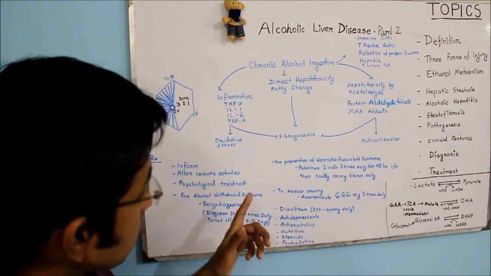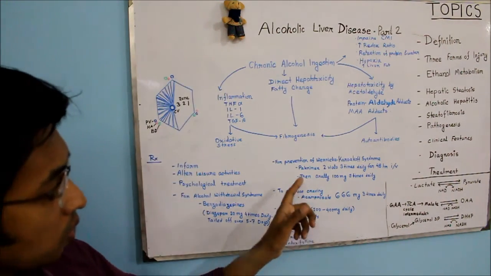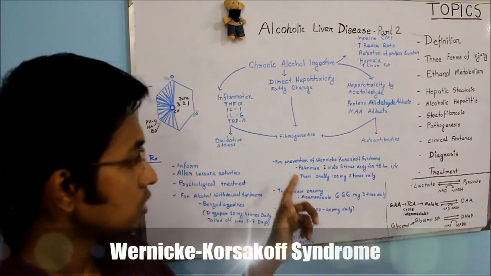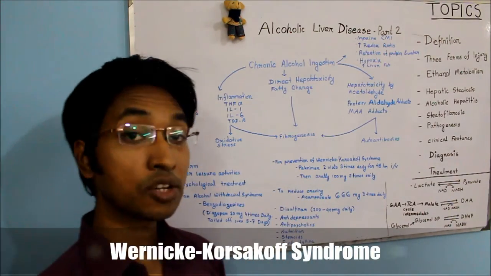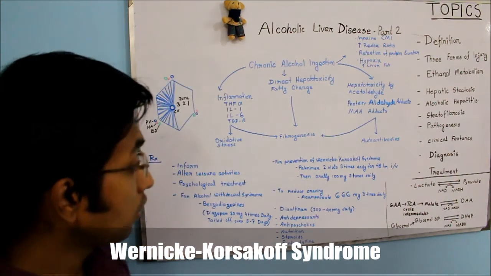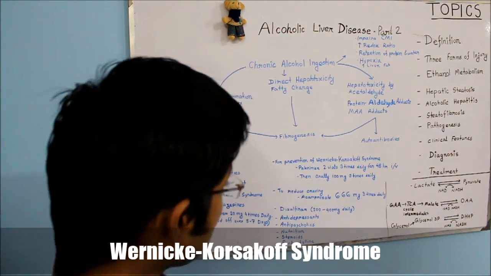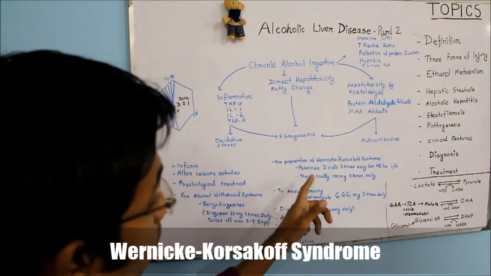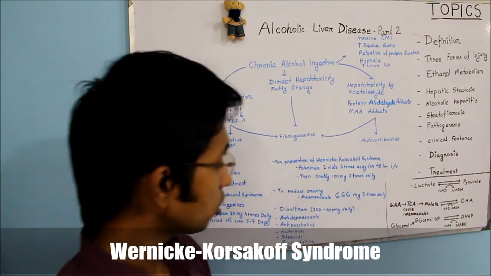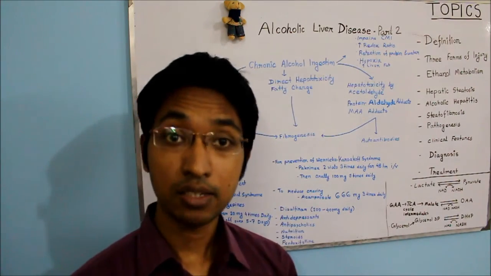So moving on to the next treatment, and you can see a term here that is Wernicke-Korsakoff Syndrome. This can happen in a chronic alcoholic person, and this is a very important disease to discuss. So let's now talk about this. So what is Wernicke or Wernicke-Korsakoff Syndrome? This is an organic brain disorder.